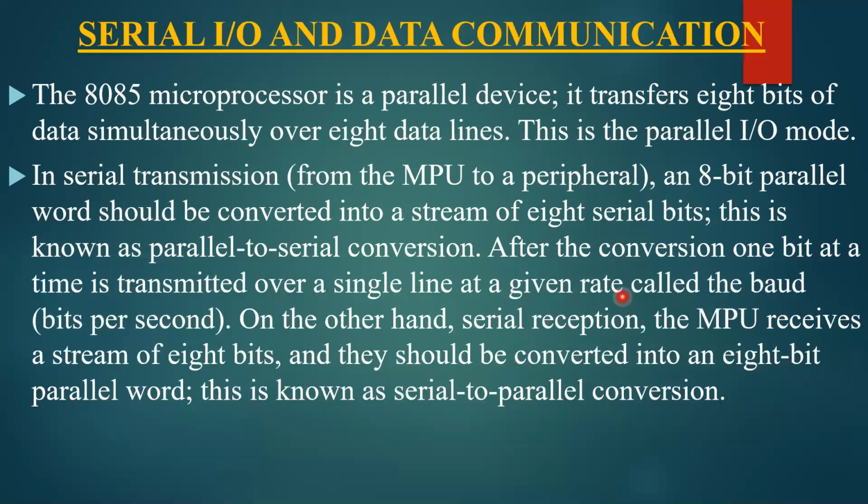When data is sent back from the peripheral device to the MPU, again the data has to be converted from serial to parallel. In serial reception, the MPU receives a stream of 8 bits and they should be converted into an 8-bit parallel word. This is called serial to parallel conversion. So both processes take place, parallel to serial conversion and serial to parallel conversion. Let us look into more detail about parallel communication and serial communication.